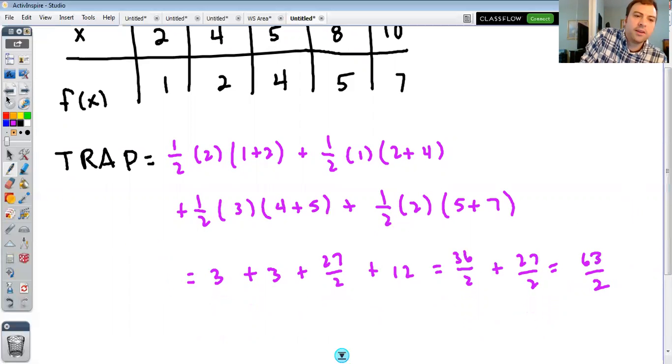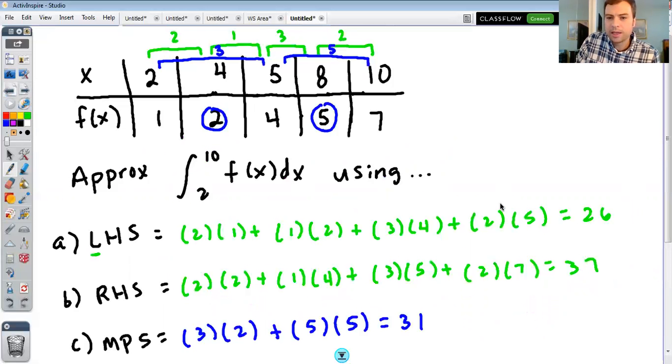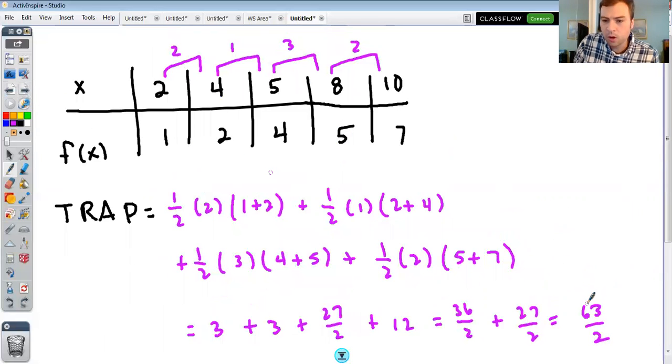And if I go back to my previous problem, I can see that the average between these two should be, if I did everything correctly, 31.5. So it's good to go. So there's our trapezoidal sum.